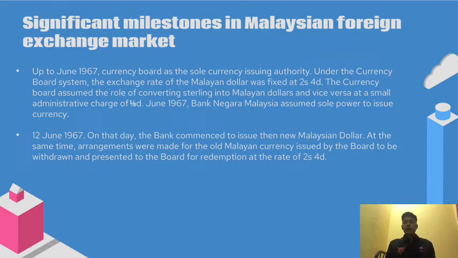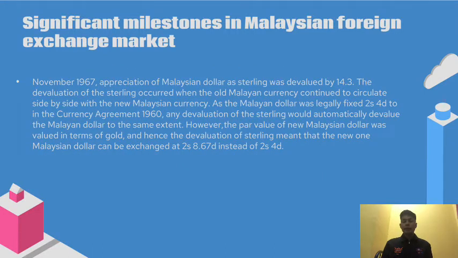June 1967, Bank Negara Malaysia assumed sole power to issue currency. On 12 June 1967, on that day, the bank commenced the issue of the new Malaysian dollar. At the same time, arrangements were made for the old Malayan currency issued by the board to be withdrawn and presented to the board for redemption at the rate of 2s 4d.